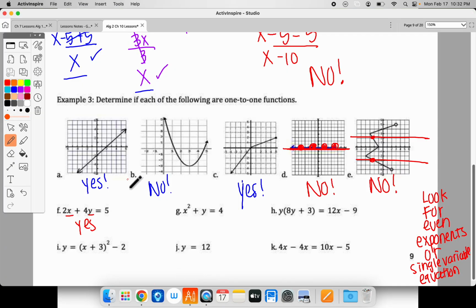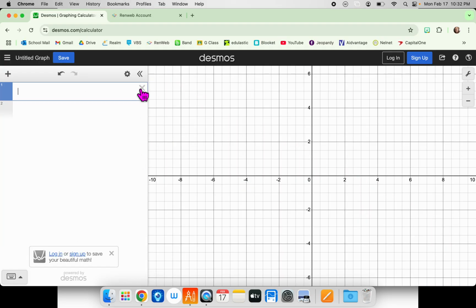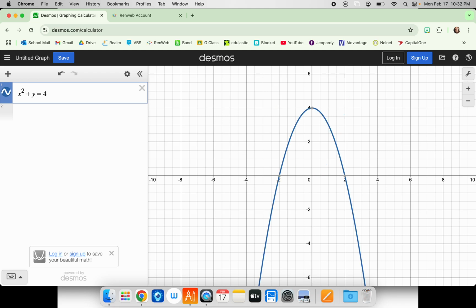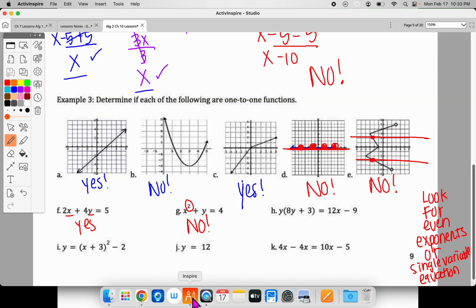For the next one, I've got an even exponent. So this is not going to pass the function test. And I'll show you why. When you have an even exponent, it's going to create these parabolas. They may be up and down, they may be horizontal, but it creates these parabolas. And while it does pass a vertical line test, it does not pass horizontally. So that is not a one-to-one function.